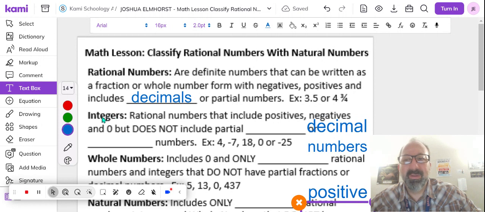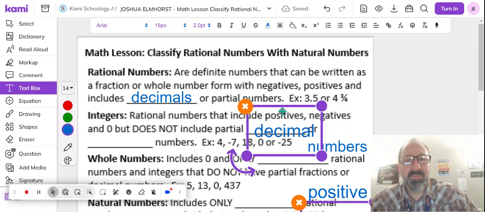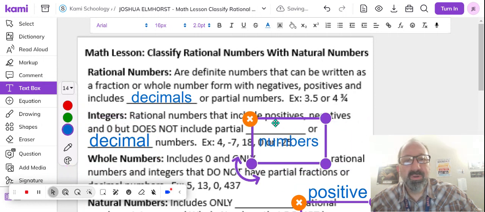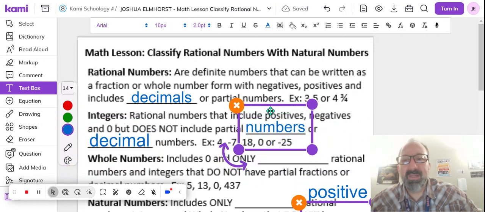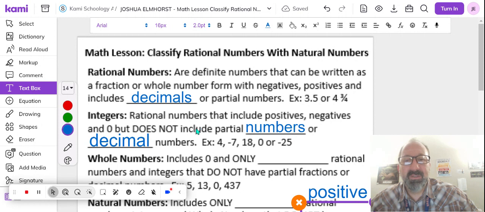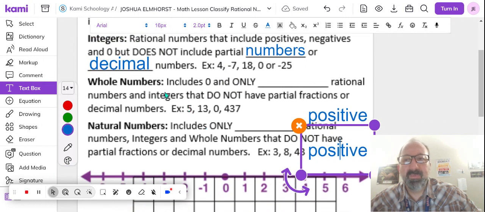For example, integers. So rational numbers that are included with positives and negatives and 0, but it does not include the decimal, the partial numbers, anything that is after the whole number place value, tenths, hundredths, and thousandths. If the number does not have a tenths, hundredths, or thousandths decimal place value, then that number is going to be rational and it can get the integers label.